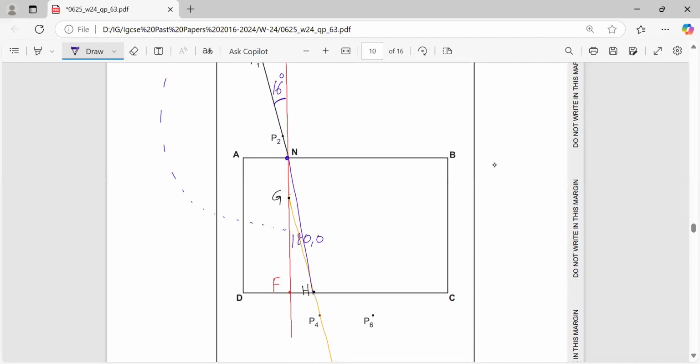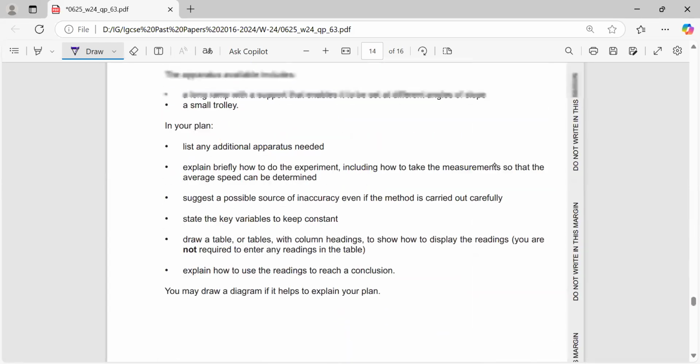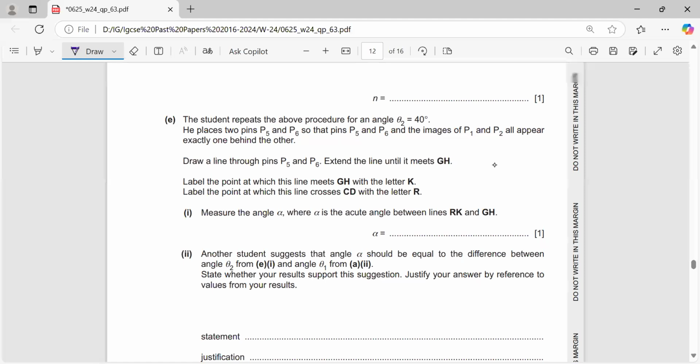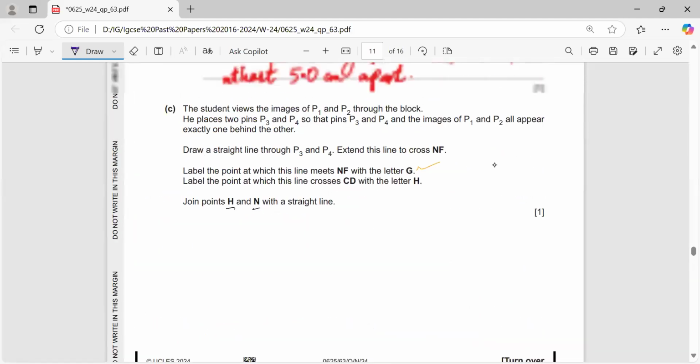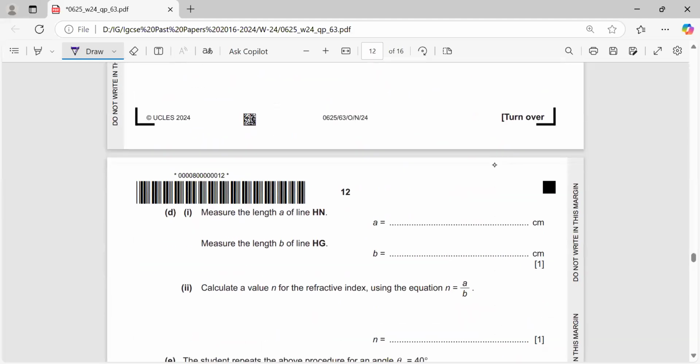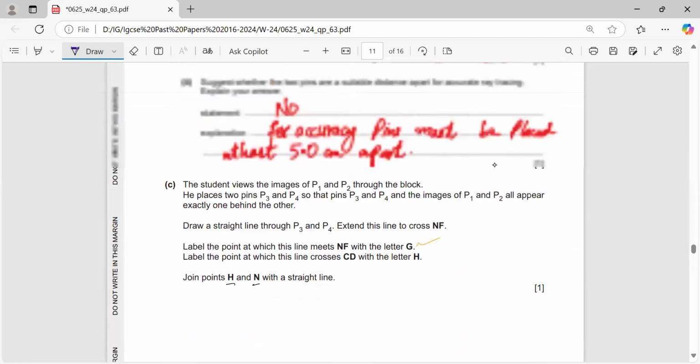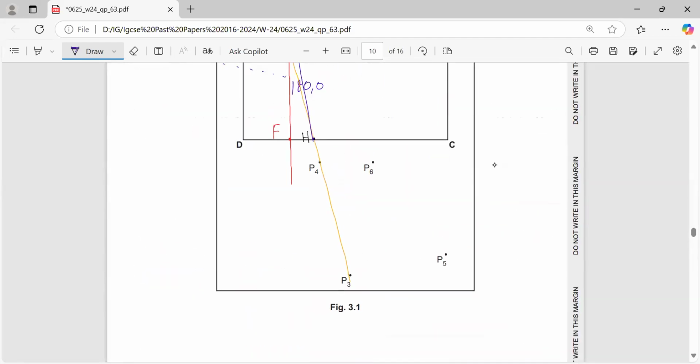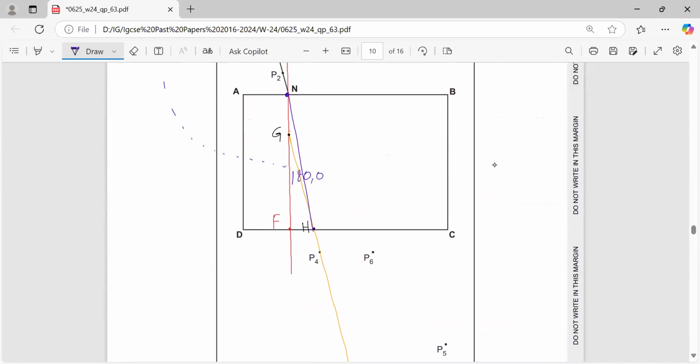Yes, N to H, this blue line is the actually required line. N to H. Then what is next? Next is, now measure the length A of the line HN and measure the length B of line HG. HN first. I'm going to measure this length.